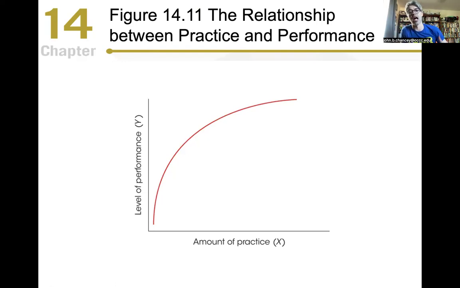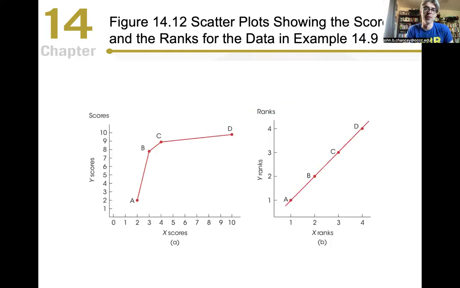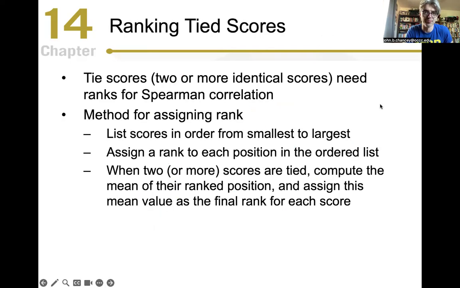The amount of practice, at some point, just doesn't continue to add the same value to our level of performance. Here's another example. We have values on Y and X, and at first we see a pretty stark linear trend, but eventually it becomes more curvilinear, versus this one, which is just straight linear.